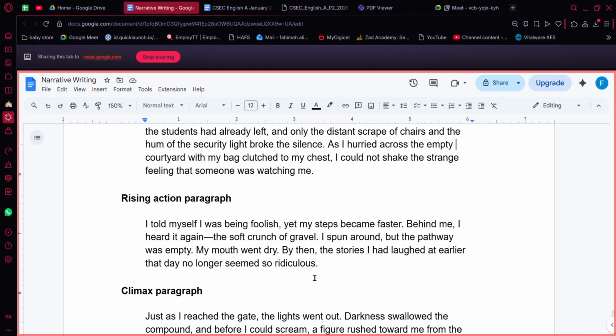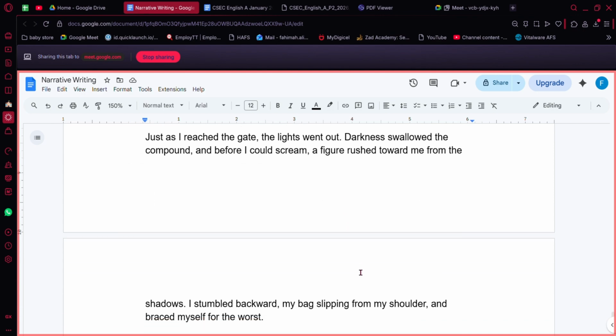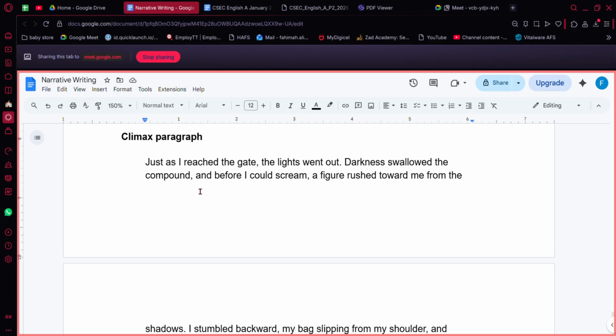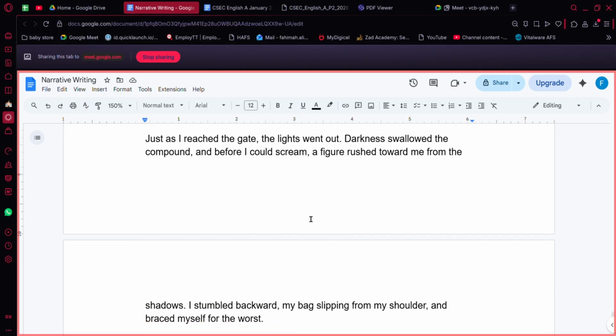We also have climax. Just as I reached the gate, the lights went out. Darkness swallowed the compound, and before I could scream, a figure rushed toward me from the shadows. I stumbled backward, my bag slipped from my shoulder, and I braced myself for the worst.